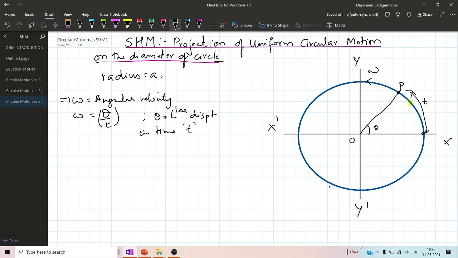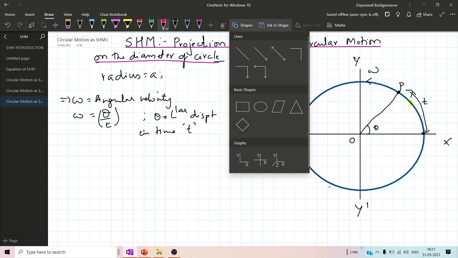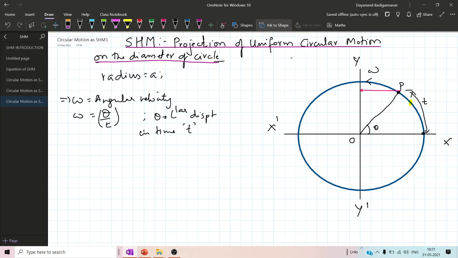Now, how do we evaluate the displacement? As I told you, this is the projection of P. The point P is making a projection N. So this is the projection N, and I want to find this displacement, which is Y. To find it, we will use simple geometry.